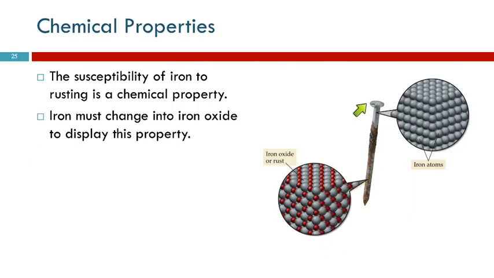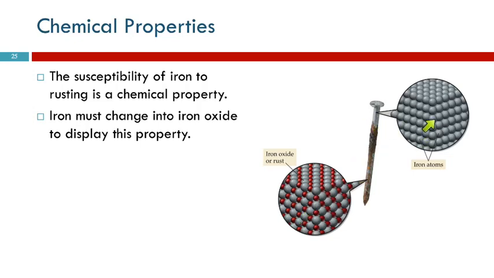I already mentioned this, rusting. So here you have an iron nail. Iron rusts. We know that. So here's the iron atoms in the nail. Is this amorphous or crystalline? Crystalline, because it's nice and arranged. It's not all messy. So when this rusts, it gets changed.